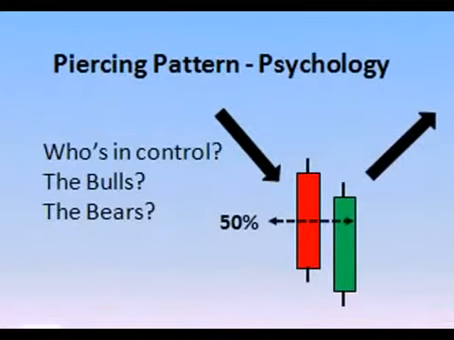Let's consider the psychology or the sentiment of the piercing pattern. Who is in control, the bulls or the bears? The first candle continues the downtrend. Everything is looking bearish. The second candle ideally gaps down at the open to here. Not essential and not possible in some markets such as intraday forex, but if it does, the bearish trend appears to be continuing again.